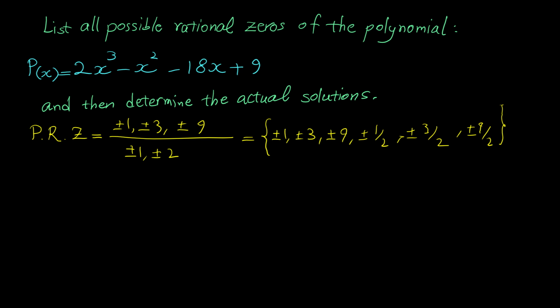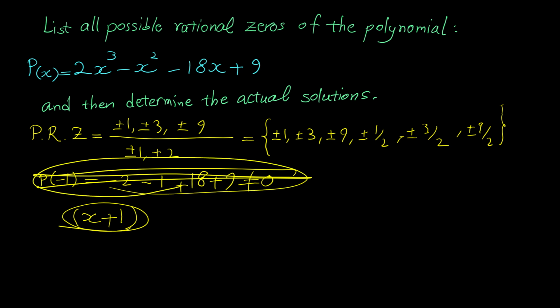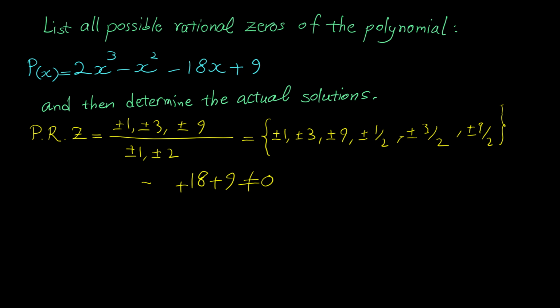Let's see what happens with negative 1. If we plug in negative 1, it's not going to be 0, but let me show you. If we plug in negative 1, then we have 2 times negative 1 to the 3, which is negative 2, minus negative 1 to the 2, which would be minus 1, negative 18 times negative 1 would be positive 18, plus 9. Is it 0? No. So x plus 1 is not a factor for this polynomial. So we move to the next number, 3 or negative 3.